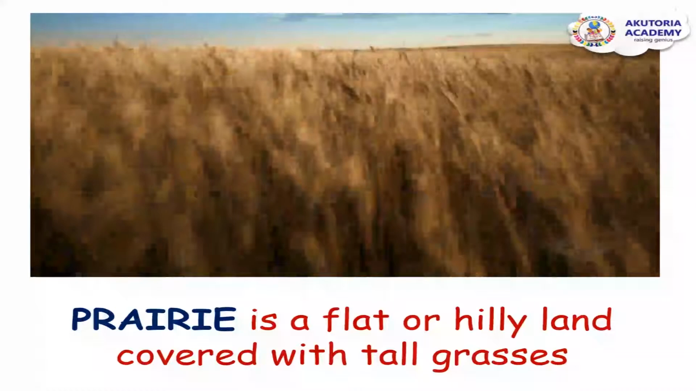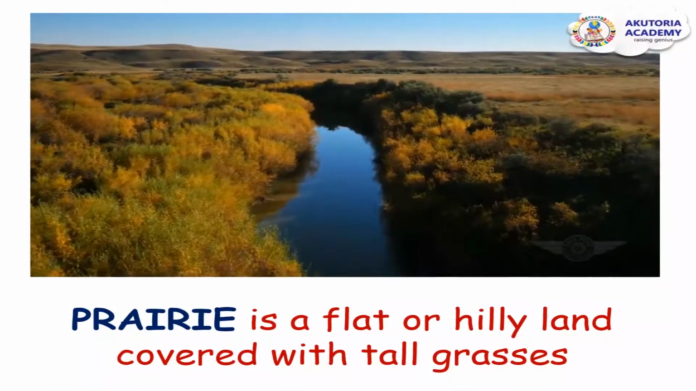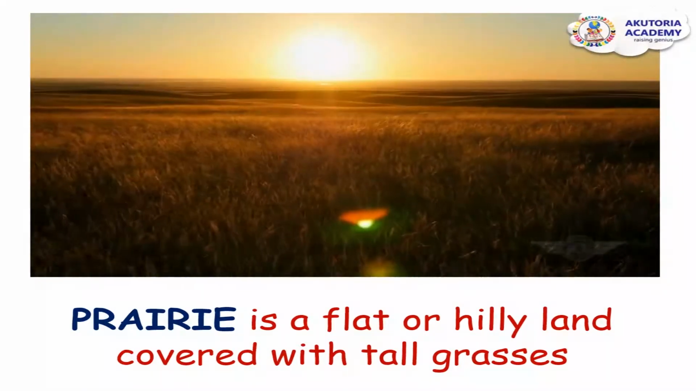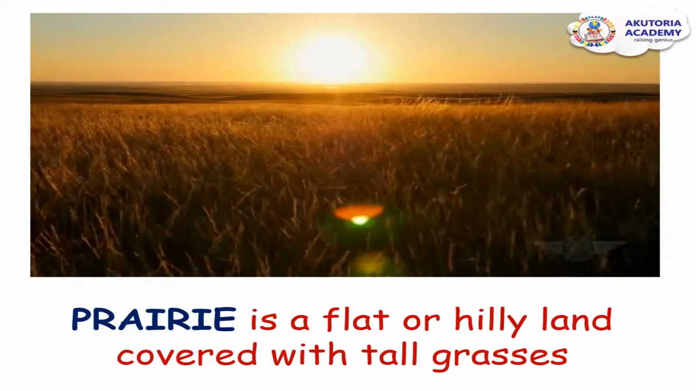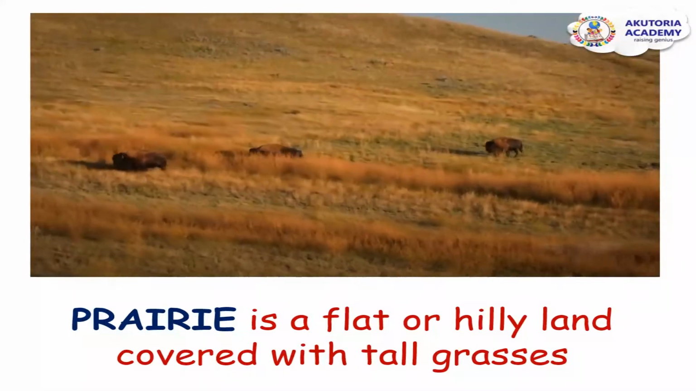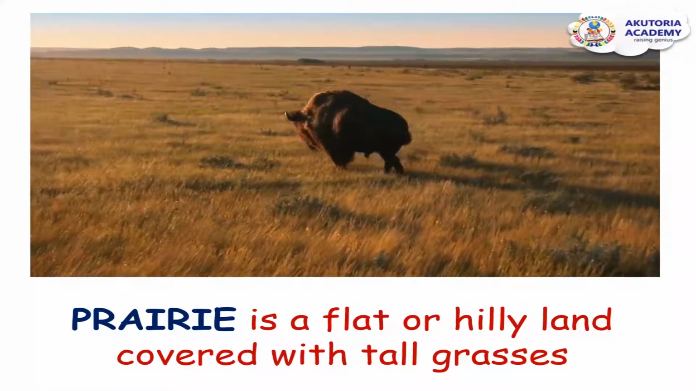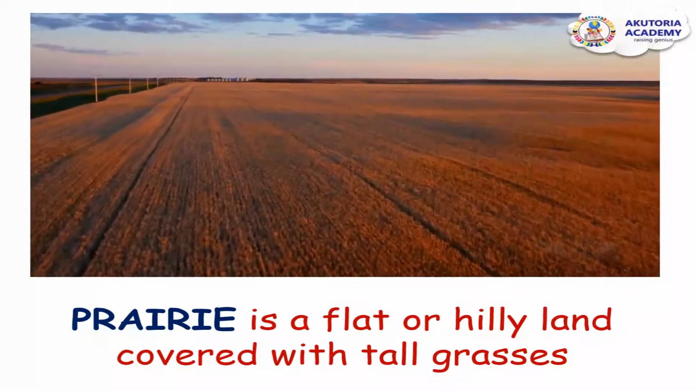Prairie. A prairie is a flat or hilly land covered with tall grasses. So when you see a flat land, sometimes with hilly sections, or a hilly land covered with tall grasses, that's a prairie. Lots of animals live on the prairie. They feed on the prairie. So this is a prairie.